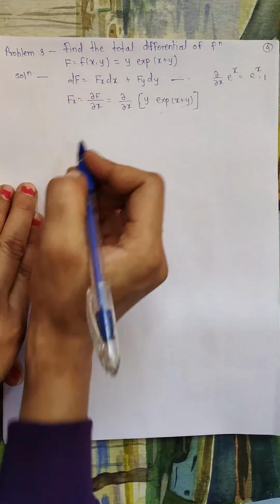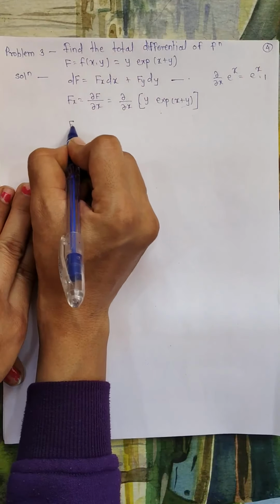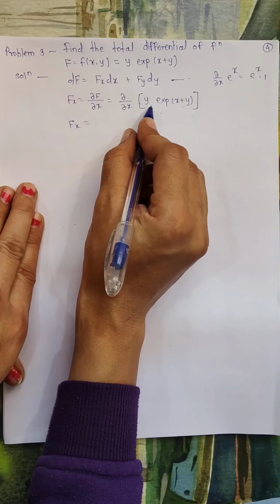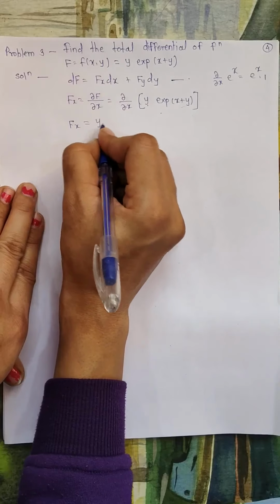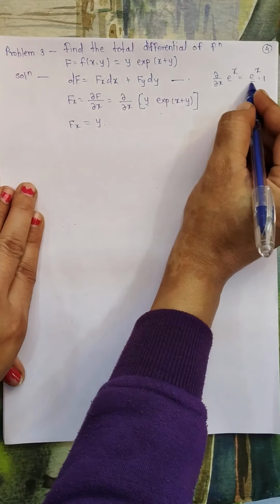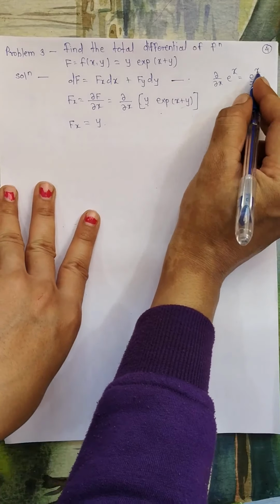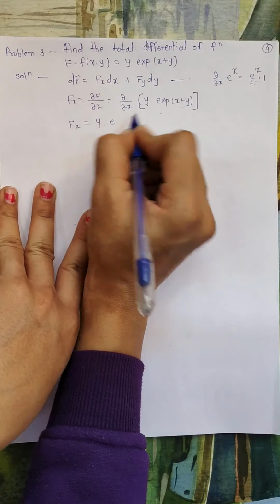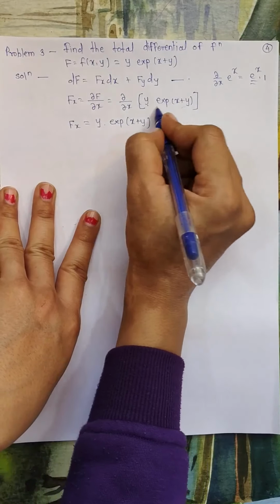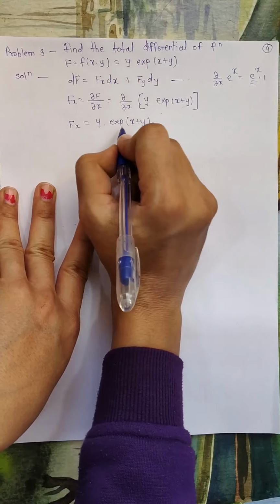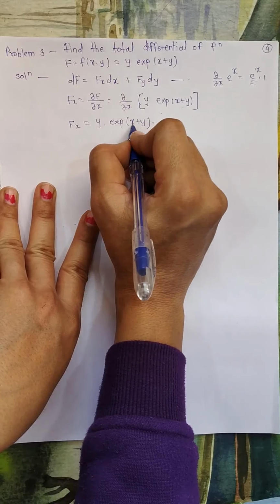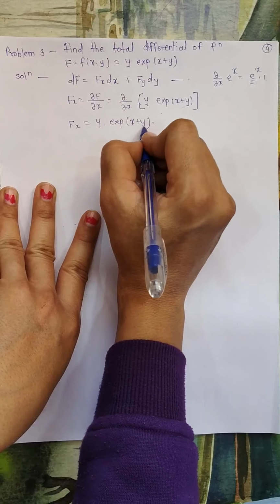So here fx is nothing but, since the derivative is with respect to x, y is constant, y will be as it is, and the derivative of e to the power x is e to the power x into the derivative of x. So this will be exponential x plus y, into the derivative of x plus y, which is nothing but 1, because the derivative of x is 1 and the derivative of y is 0.